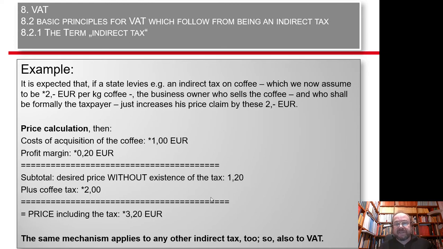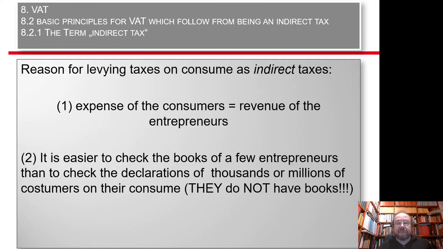Now the coffee tax is also something which I have to cover because I have to pay it. So I add the €2 of the coffee tax to my price, and so my final gross price, including the tax, will be €3.20. The same idea underlies every other indirect tax. You just know as supplier you will be forced to pay a tax, and you add it as a part of your cost to the price.